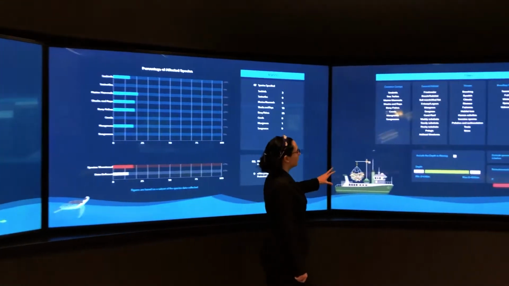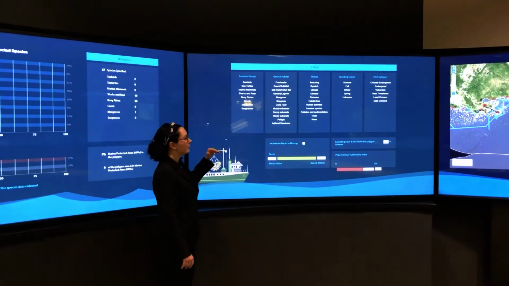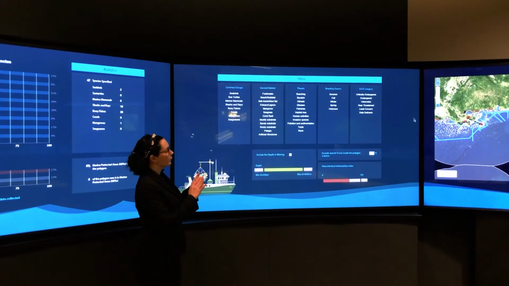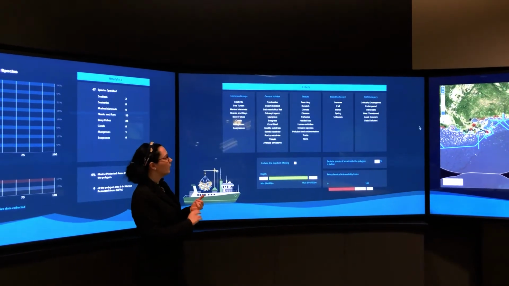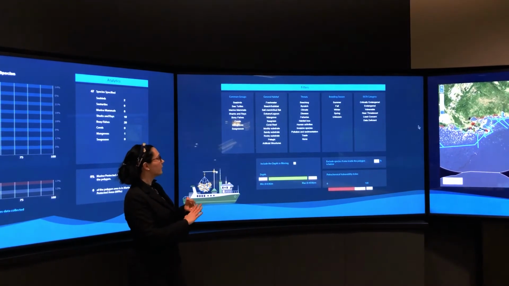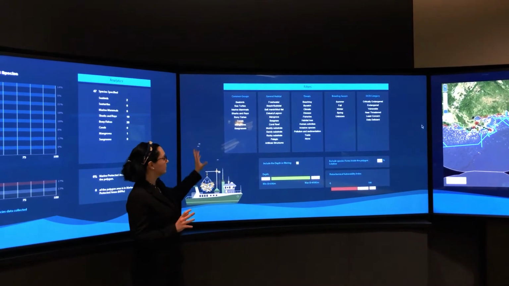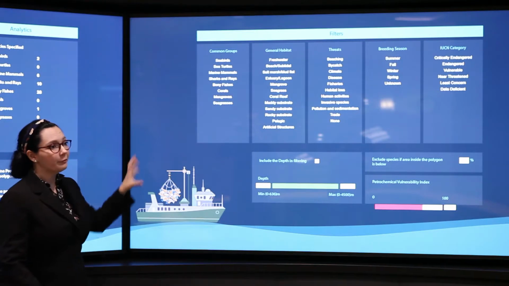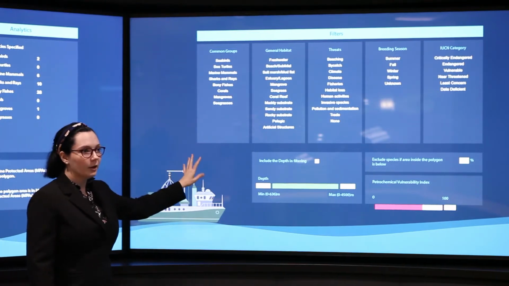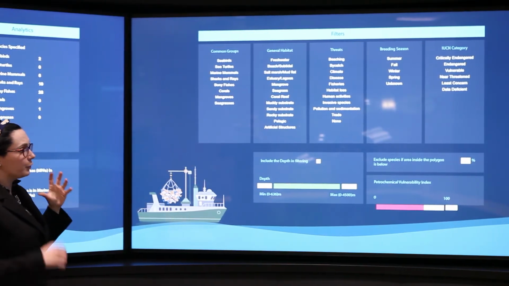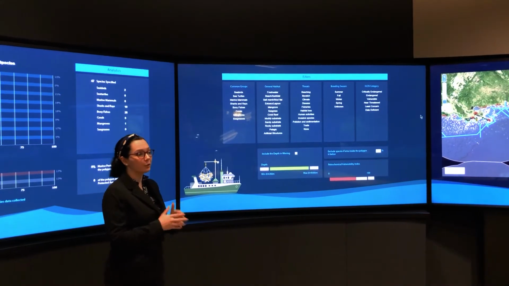The second screen lets you choose filters. If you are interested in a specific kind of species, whether their endangered level, when their breeding season is, threats, their general habitat, or their group, you can start filtering on this screen to take a better look and better understanding of which animals your decisions are affecting.